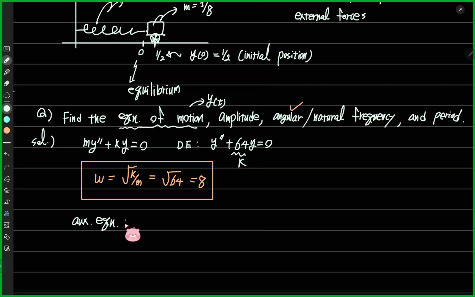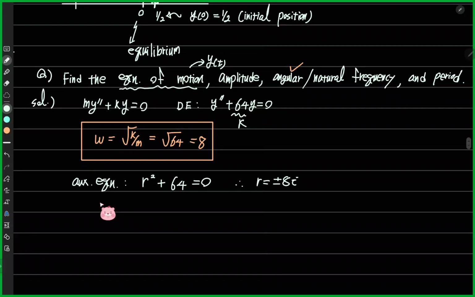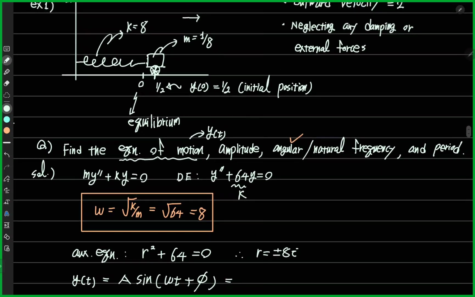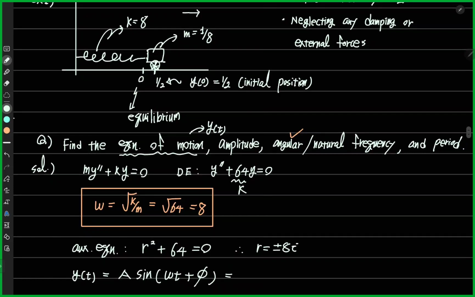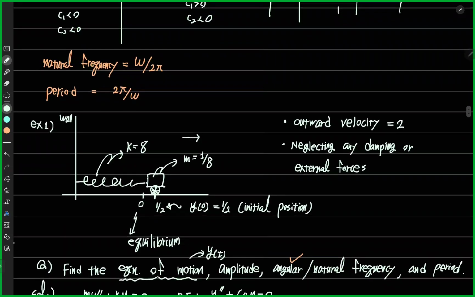Okay. Now let's find the auxiliary equation. The auxiliary equation is going to be r squared plus 64 equals 0. So r is going to be plus minus 8i, right? Then that means y of t is going to be what? C1 times, A times sine, right? And then omega t plus phi. So here A is what? Square root of C1 squared plus C2 squared, right? Okay. So now then I didn't mention the initial condition. Let's figure out the initial condition. What's the initial condition then?